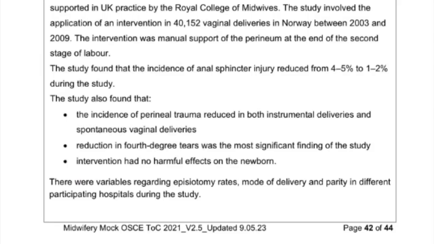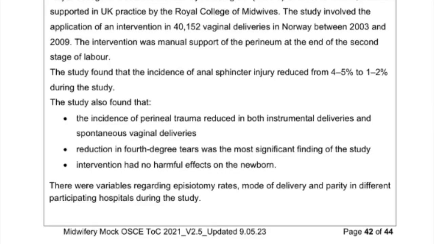The other thing, they said the study also found that the incidence of perineal trauma reduced in both instrumental deliveries and spontaneous vaginal deliveries. The scenario already told us she had a vaginal delivery, which means that this is information she would also be interested in. So you want to include that in the findings, in the information you want to pass to her. Reduction in fourth-degree tears was most significant in the study, and the intervention had no harmful effects on the newborn.